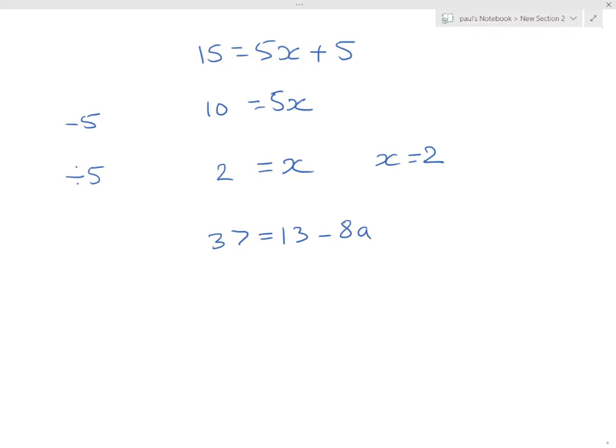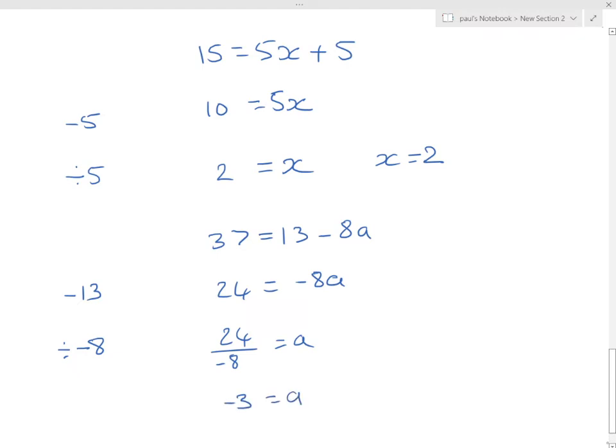37 equals 13 minus 8a. So let's get rid of the 13. It's plus 13, so subtract 13. 13 away from that is 24. And we're left with minus 8a. Now we need to divide by minus 8. So 24 divided by minus 8 equals a. 8 into 24 goes 3, but there's a minus. So a equals minus 3.